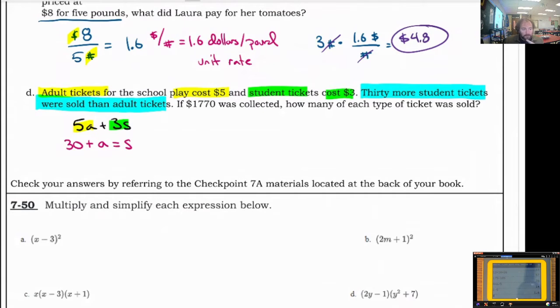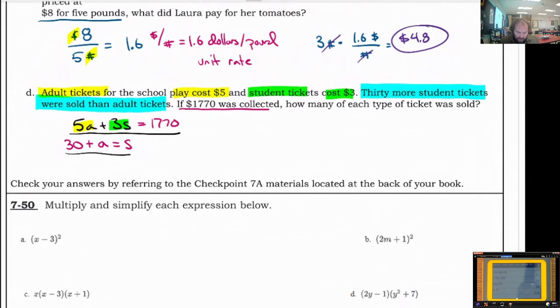Because the number of student tickets is more. That's what you want to think about. Student tickets is 30 plus A. Something like that. And we collected $1770. So we'll stick that onto this because we did add up to get $1770 right there. So $5 for every adult plus $3 for every student. That was the total of $1770. That's equation number 1. And then we know that the 30 plus A is the students.